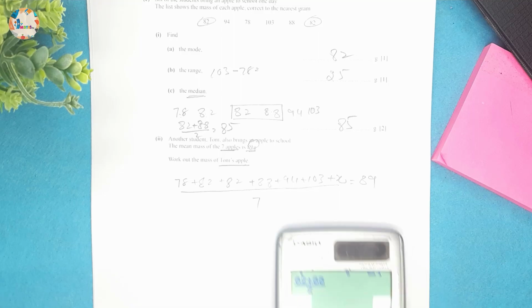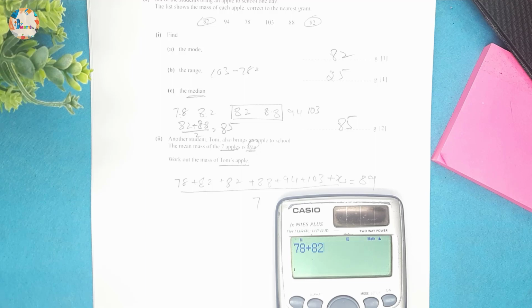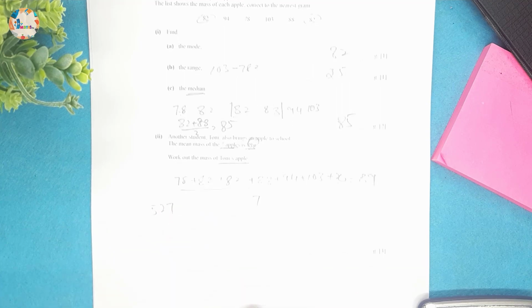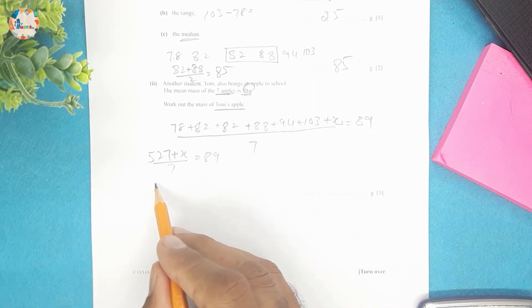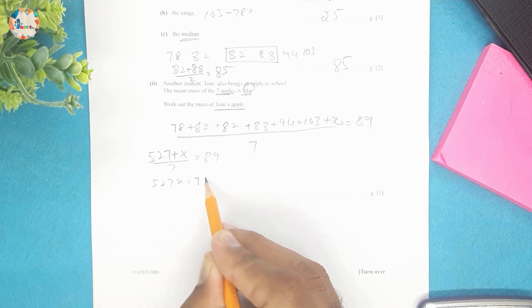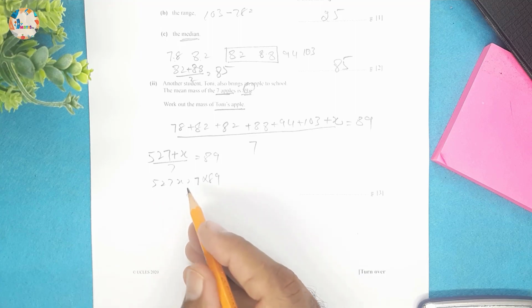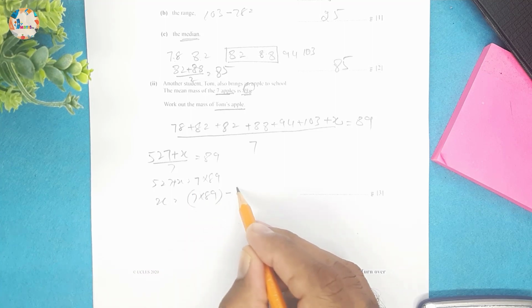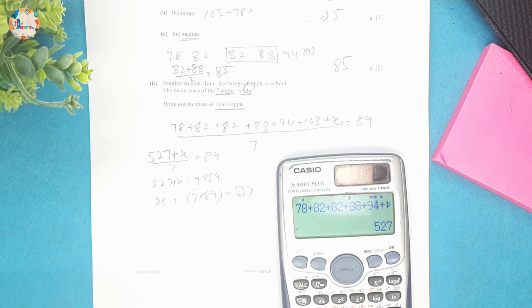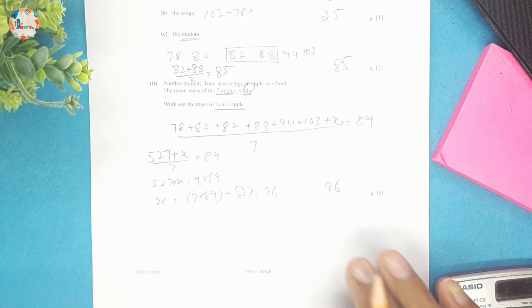So what we will do, we will add this. So 78 plus 82 plus 82 again plus 88 plus 94 plus 103, and this will be equal to 527. So 527 plus x over 7 is equal to 89. 7 we can shift to other side. So 527 plus x is equal to 7 into 89. 527, there is plus here, so we can shift. x will be equal to 7 into 89 minus 527, and this will be equal to 96. So this will be 96 grams.